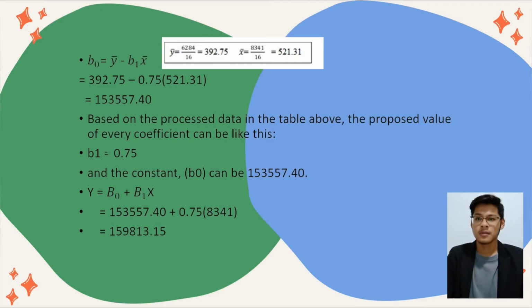So this is the answer based on the processed data in the table above. The proposed value of every coefficient can be like this. B1 is 0.75 and the constant B0 can be 15355.40. So this is the answer.